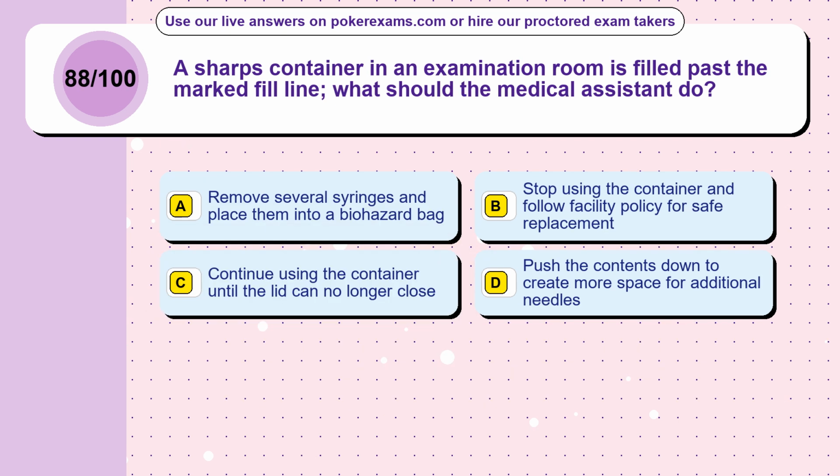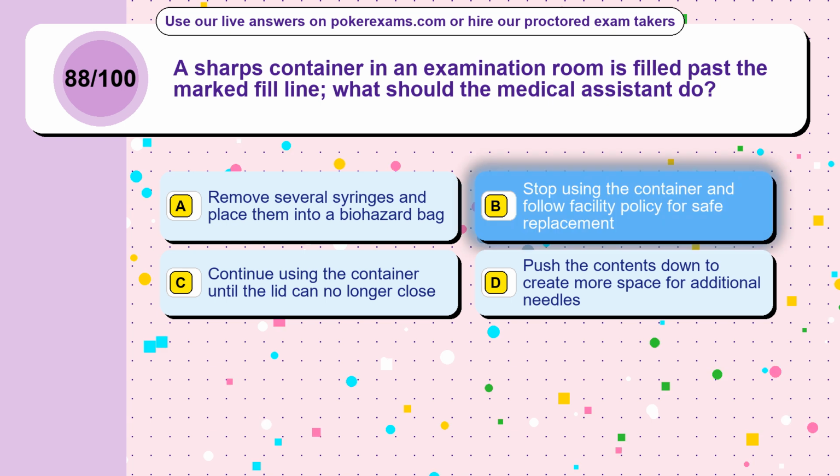Question 88. A sharps container in an examination room is filled past the marked fill line. What should the medical assistant do? Option A. Remove several syringes and place them into a biohazard bag. Option B. Stop using the container and follow facility policy for safe replacement. Option C. Continue using the container until the lid can no longer close. Option D. Push the contents down to create more space for additional needles.